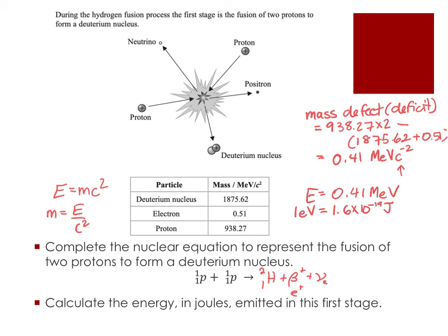19 joules. So if I'm now going to change this energy into joules, I'm going to take our 0.41 times 10 to the 6, remember, because it's mega electron volts. If I multiply that by 1.6 times 10 to the minus 19, I will end up with 6.56 times 10 to the minus 14 joules. Again, that sounds like a really small value, but when you consider that's for one nucleus and the number of nuclei we will have, remember Avogadro's number, this is a large amount of energy.